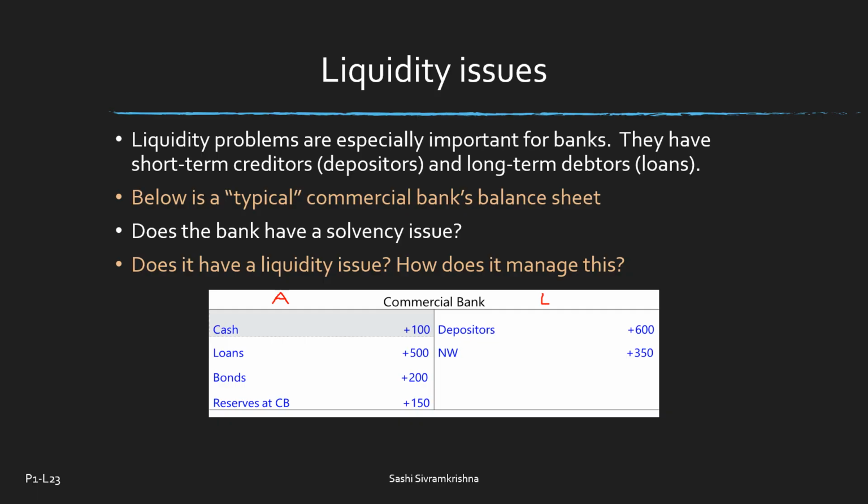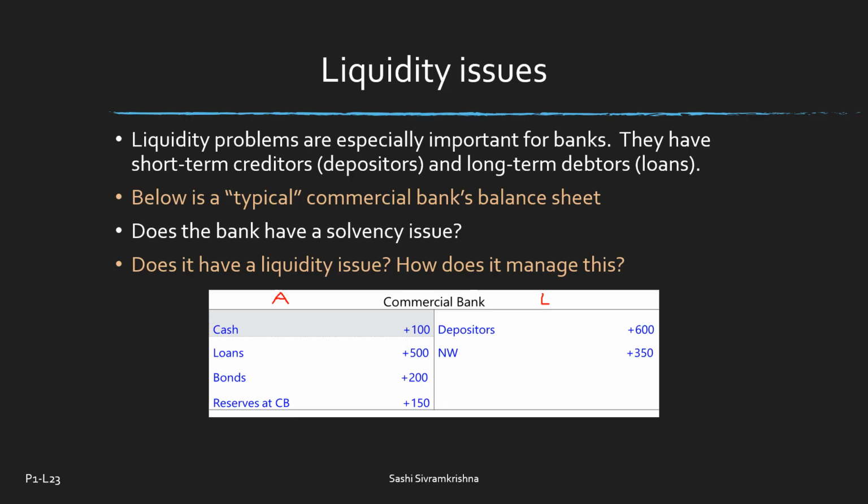Is this bank solvent? Yes. It has a positive net worth. Its assets exceed its liabilities. So there is no problem of solvency or bankruptcy. But look at the liquidity issue. Usually depositors will not come all at once and ask for their deposits to be turned into cash. It's very unlikely. Nonetheless, it is possible that such a situation might arise.